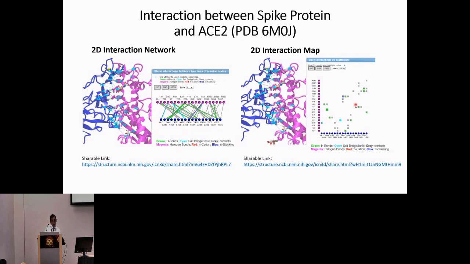On the right is the 2D interaction map. Some people might prefer the map because it's not so messy. The two sets of residues are on the X and Y axes, and the interactions are the points in the graph.